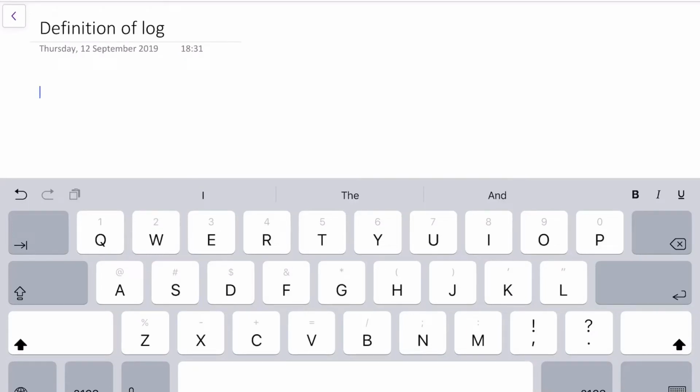Okay, we will go over the definition of log. So what is the meaning of a log? So in log, first, log cannot exist alone. You have to log a number. Let's write the number as b.